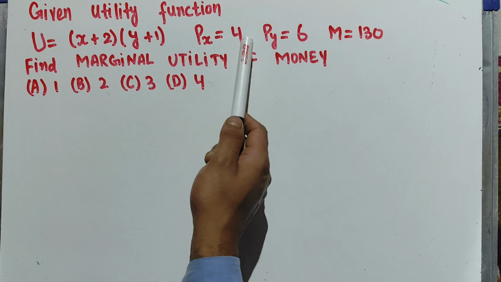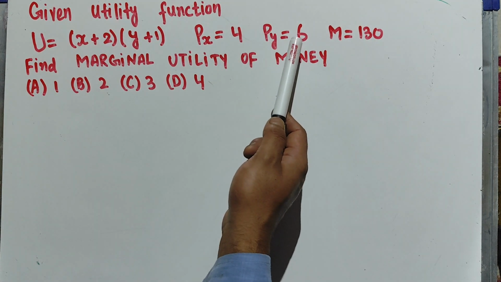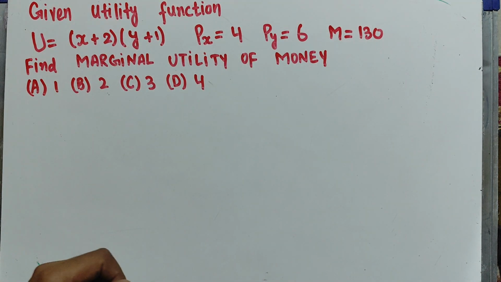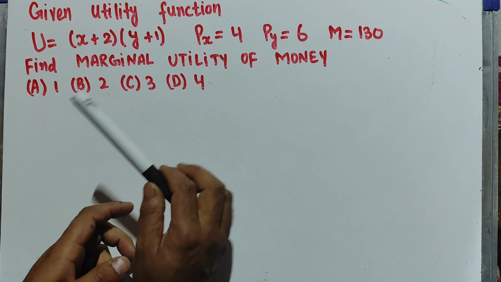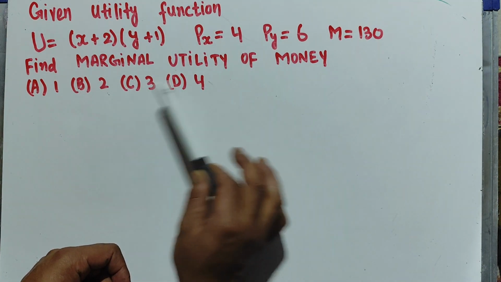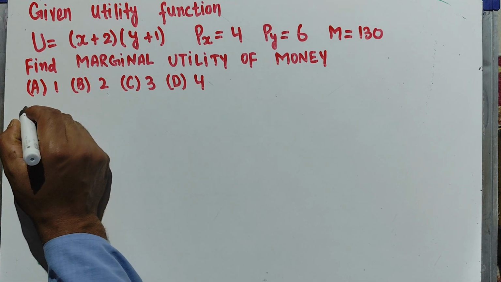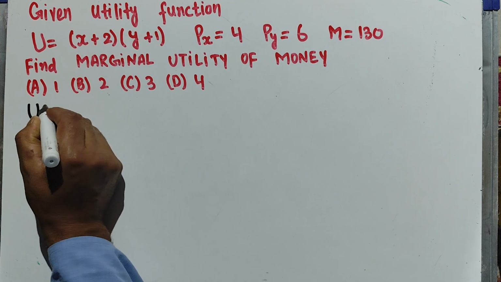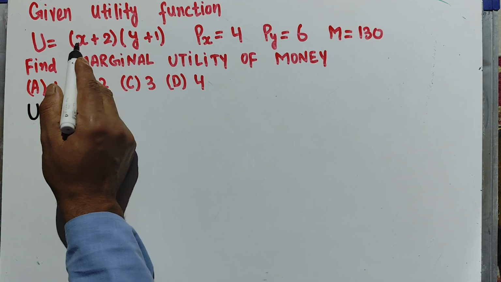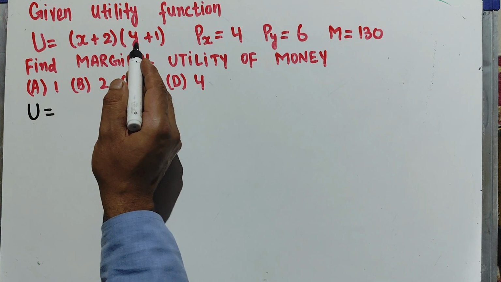Px is the price of good x, which is 4, price of good y is 6, income of the consumer is $130. We need to find out the marginal utility of money. Options are being given. We need to find out the correct option. Okay, so let us write the given utility function. So u is equal to (x plus 2) times (y plus 1).